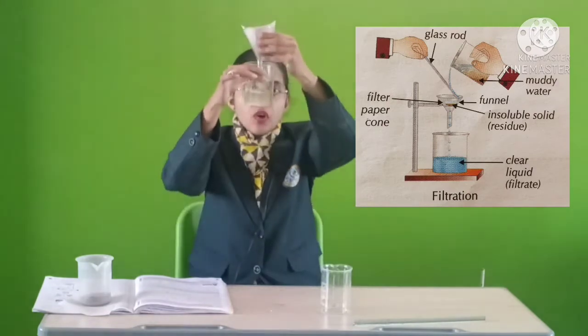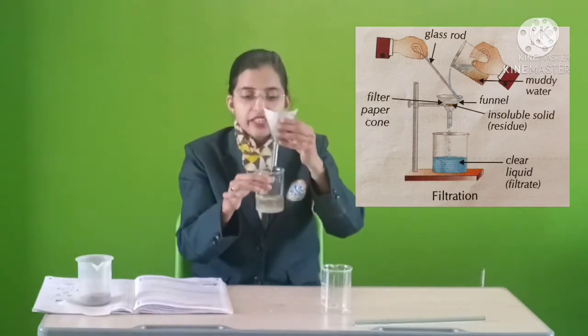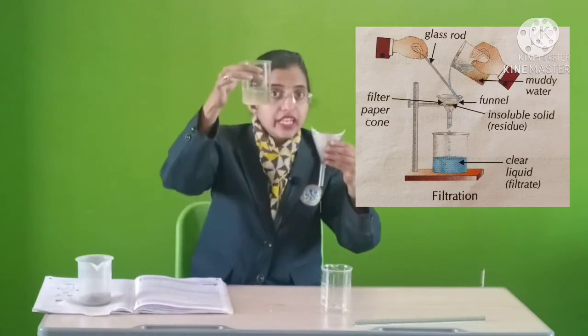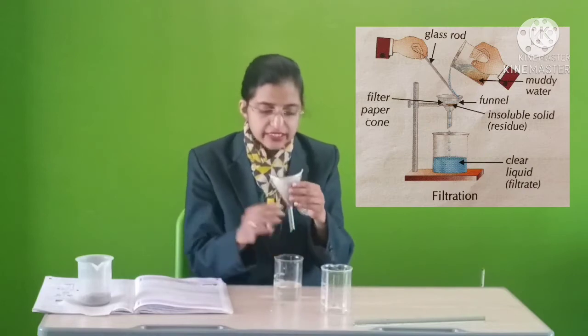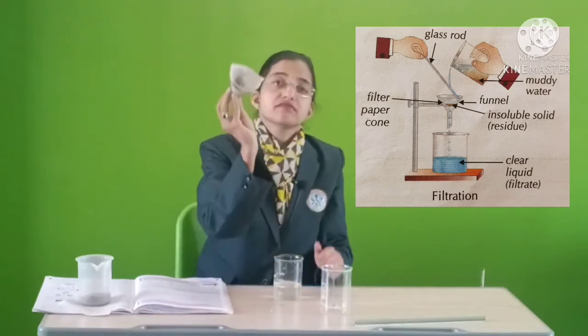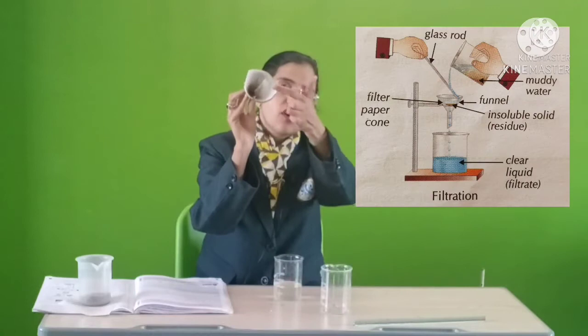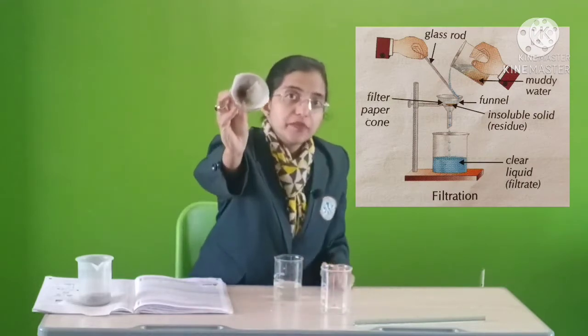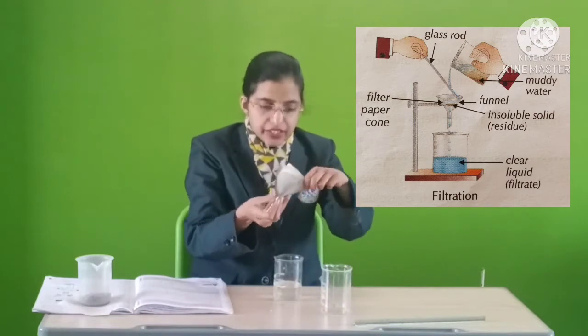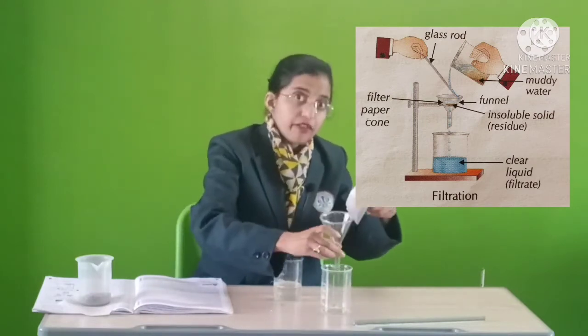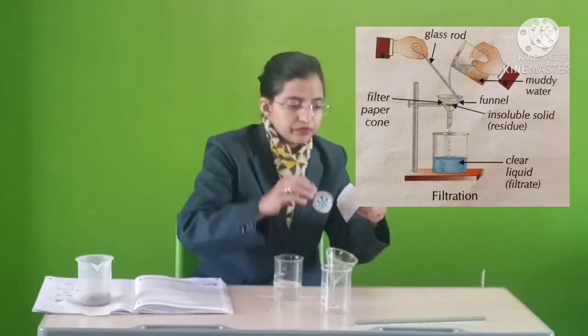This water which we got is known as filtrate, which we got after filtration. And I got many impurities here inside the conical flask. See, all these things. This mud. This is residue. This is known as residue. I will open and show you.